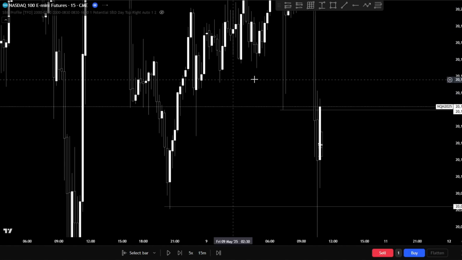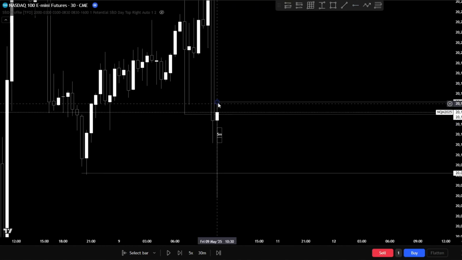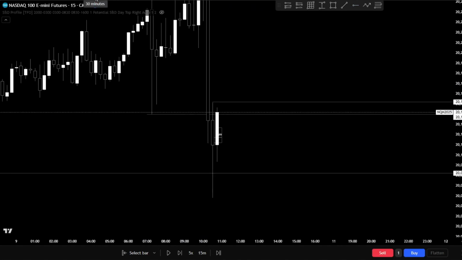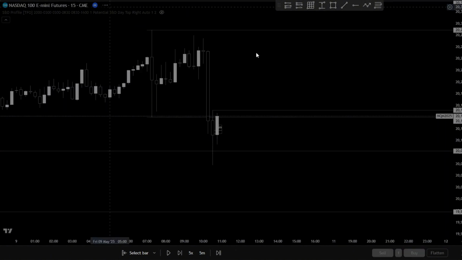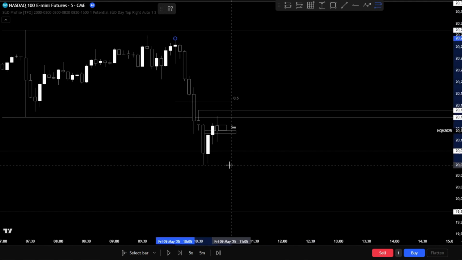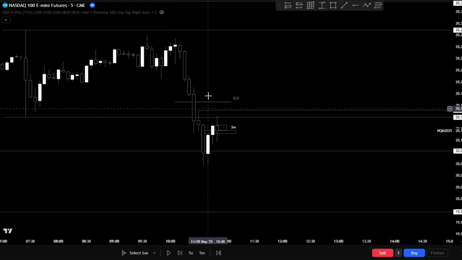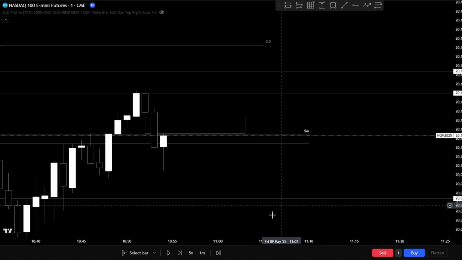So at this point in time, these are my targets. My target is this 15-minute gap combined with this 30-minute gap. So two fair value gaps aligning in time. And then my final target being 50% of this range. So these are my targets, 50% and the 15-minute fair value gap. So now we wait for an entry here on the 1 minute. See what happens.